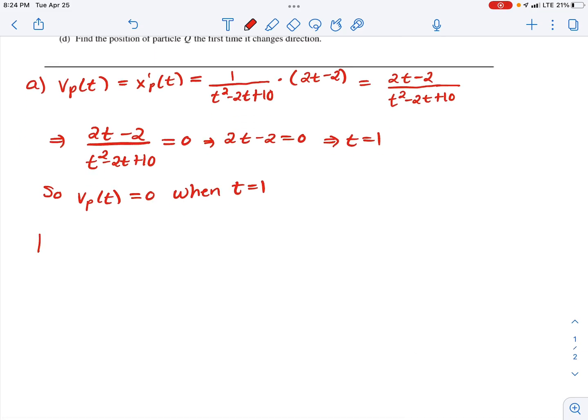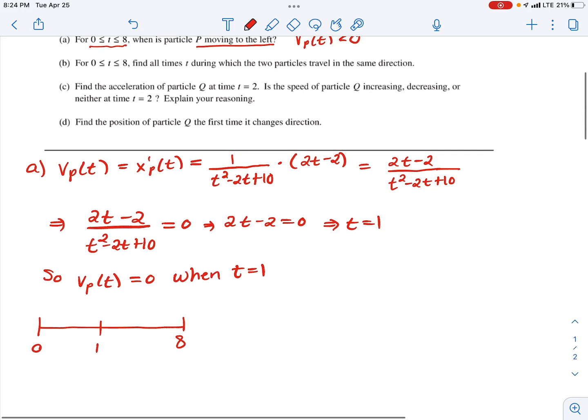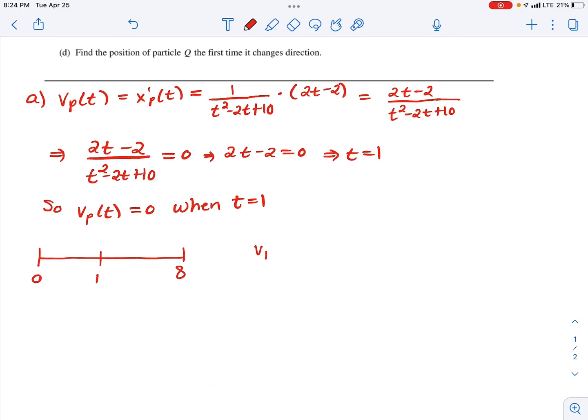So now we want to make a number line here from 0 to 8, and then we have 1 on it. I'm going from 0 to 8 because it said from 0 to 8, right? And now I just need to plug in a number in between 0 and 1 into the velocity function, and then something in between 1 and 8. So v_p of 1/2 is equal to 2 times 1/2 minus 2 over 1/2 squared minus 2 times 1/2 plus 10.